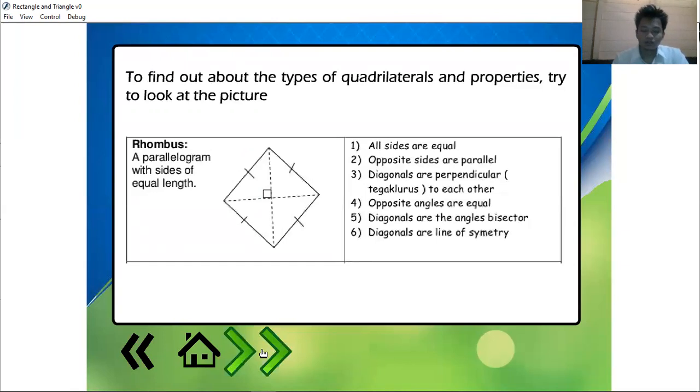Next, rhombus. A parallelogram with sides of equal length. The properties are: all sides are equal, opposite sides are parallel, diagonals are perpendicular to each other, opposite angles are equal, diagonals are angle bisectors, and diagonals are lines of symmetry.